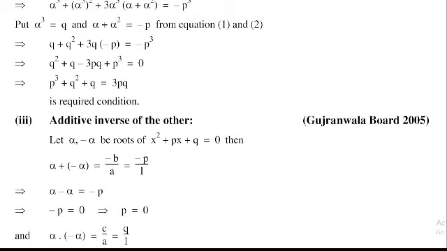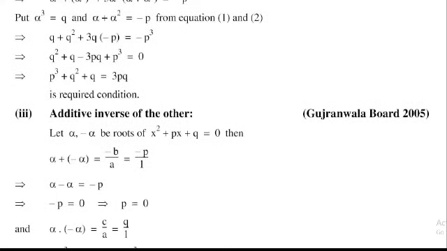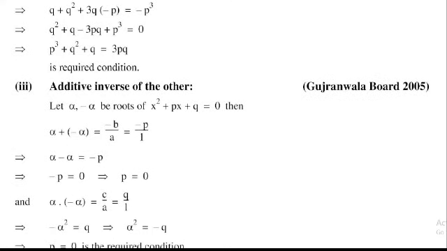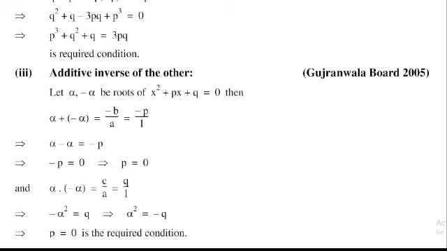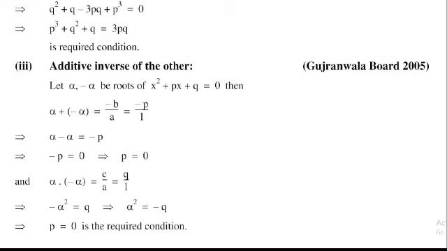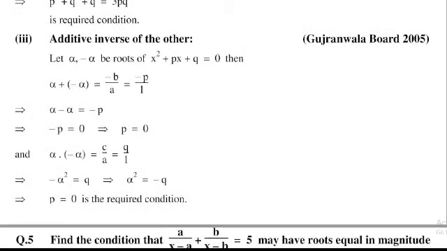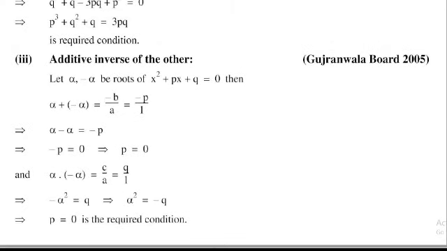So alpha dot minus alpha is equal to c divided by a. So c is equal to q divided by 1, which is equal to q. So minus alpha square is equal to q. So alpha square is equal to minus q. P is equal to 0 is the required condition, which is the required solution.